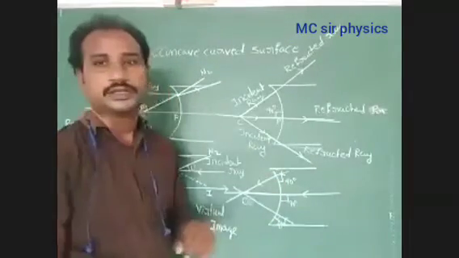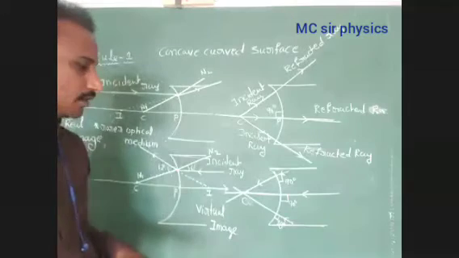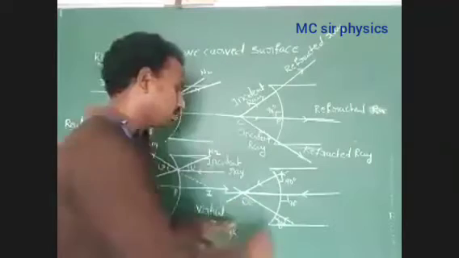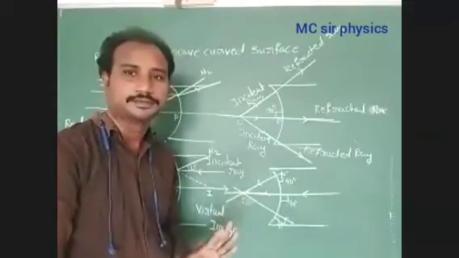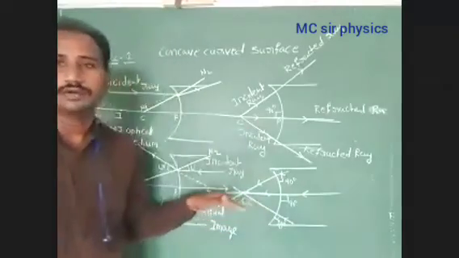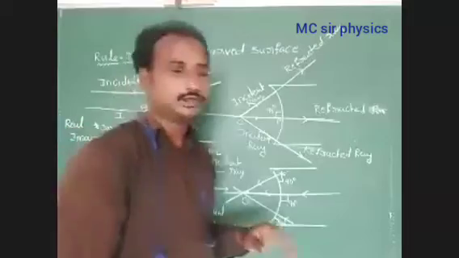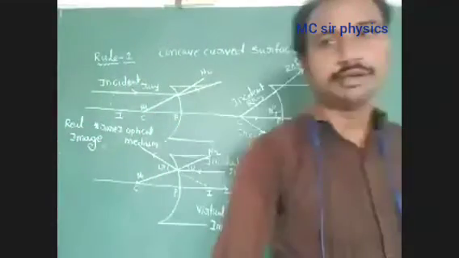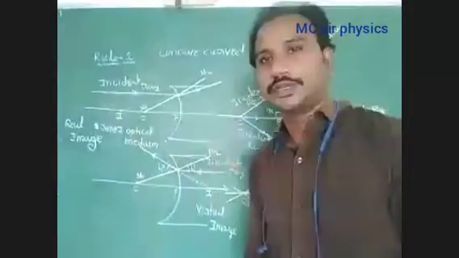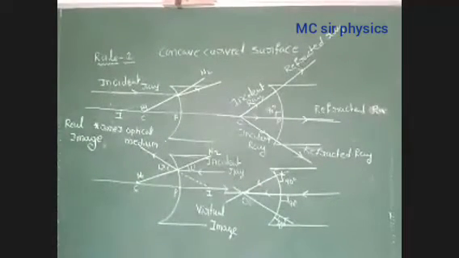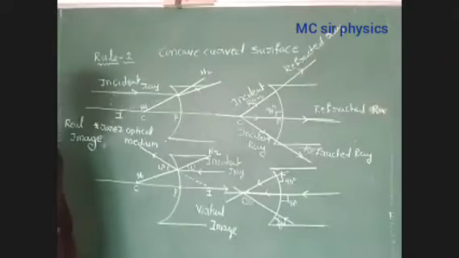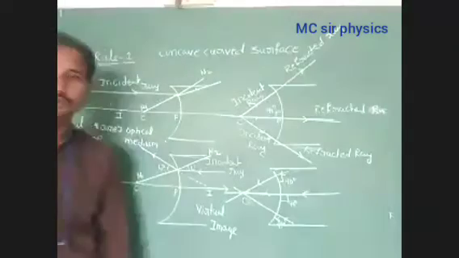This represents the center of curvature. All refracted rays are passing through the center of curvature. So these 4 rules we have to note down. These 4 rules are very, very important. Okay, students, note down. Rules for the concave curved surface.